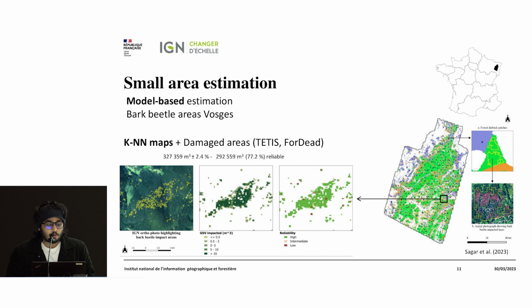Coming back again to small area estimation, we applied model-based estimation in the context of small area estimation to estimate the bark beetle impacted area in the forest of Vosges. We used the KNN maps which we produced at 30 meters. We combined this map with the map of damaged area, and in the forest of Vosges we came up with 0.3 to 0.0 million cubic meters of growing stock volume affected, and out of this number 77% of the predictions were reliable.